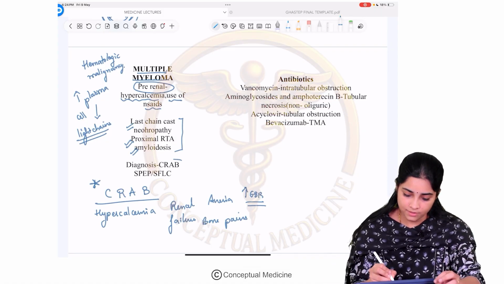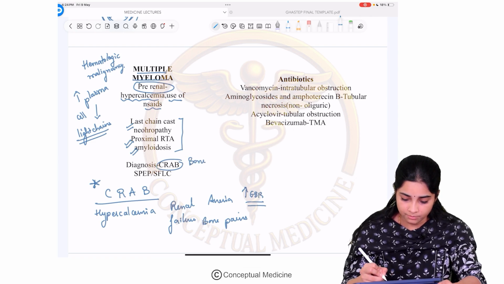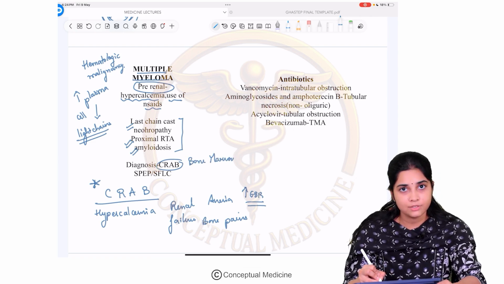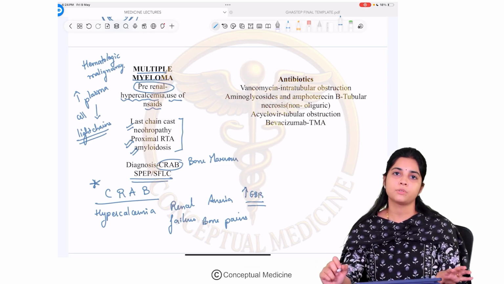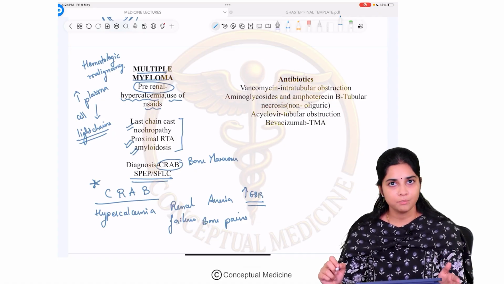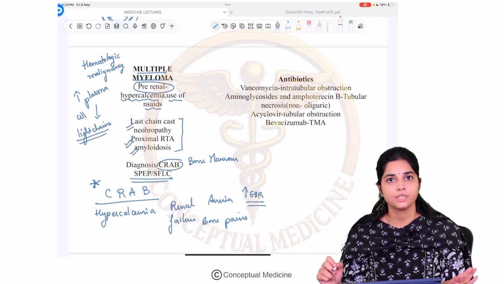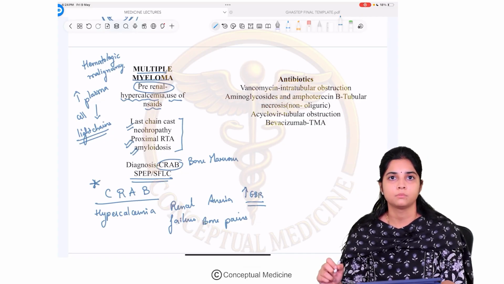So how do you diagnose it? We diagnose it with the help of these CRAB features that we have told. We have to do a bone marrow and show that there is evidence of plasma cell dyscrasia, and blood tests which are used include your serum protein electrophoresis and serum free light chain analysis. So all of these can be used in the diagnosis of multiple myeloma.